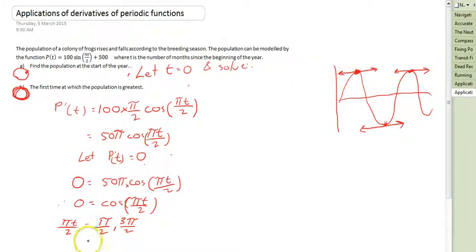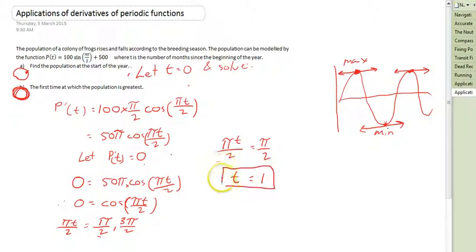Now, one of those answers is going to be a max, and one of those answers is going to be a minimum. We just need to figure out which one's a maximum and which one's a minimum. Before we do that though, let's just solve it for both. So if pi t on 2 equals pi on 2, that means that t equals 1. So there's one answer it could be. The second answer is that if pi t on 2 equals 3 pi on 2, then t equals 3. So we have two distinct possibilities here.